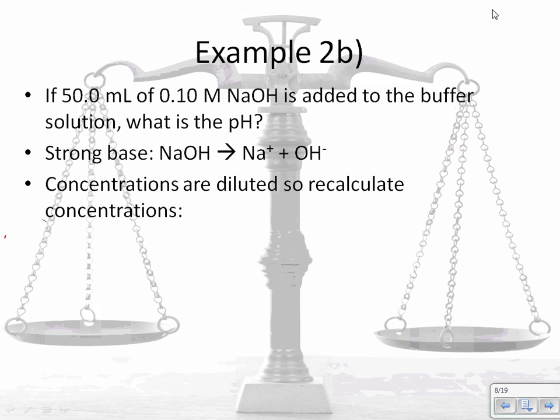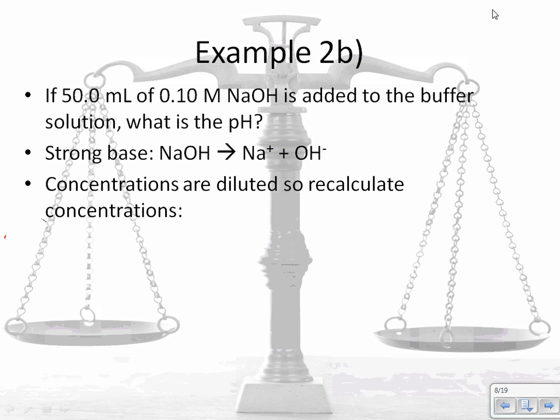So here's the exact same buffer solution, but now I'm adding 50 mL of 0.1 molar NaOH. If that's the case, what is the pH? So we know we're going to add base, which means my pH should go up by a little bit. It started off at 3.92. It should go up by a bit, but it should not go up drastically.